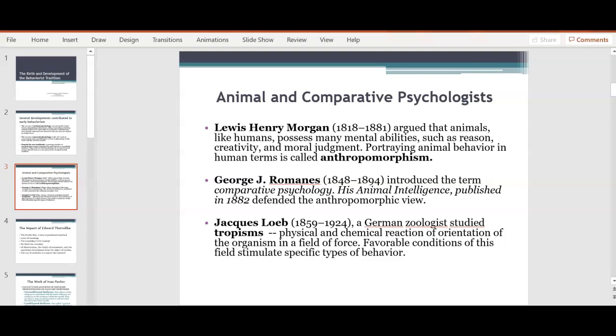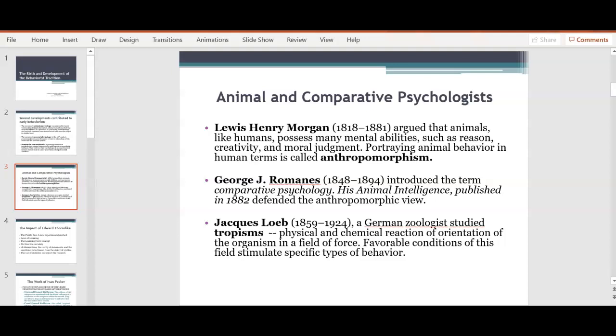So the animal and comparative psychologists. These were the three psychologists that are discussed in terms of the animal comparative ways. So as we mentioned before, how animals were tested prior to humans because they believed that they were synonymous. So Lewis Henry Morgan, George Romanes, and Jacques Loeb.